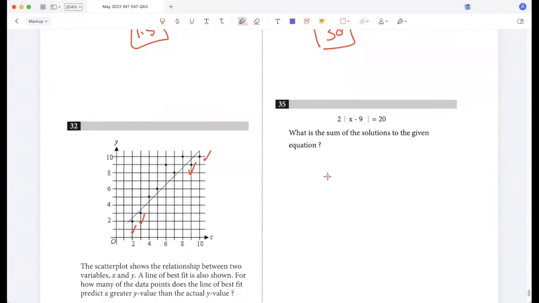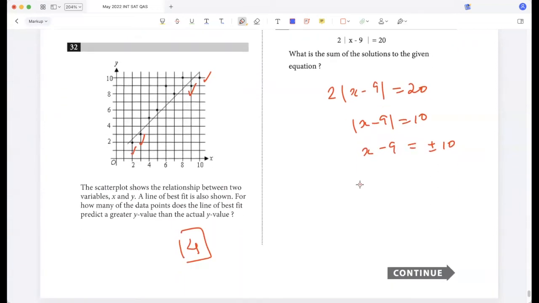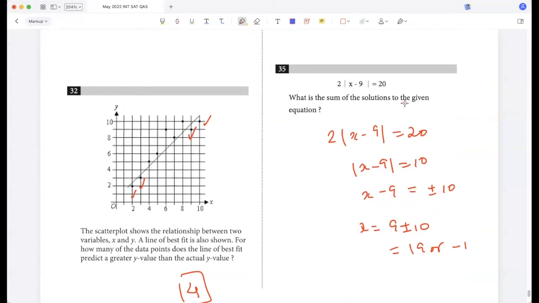What is the sum of the solutions to the given equation? 2 times absolute value of this is 20. So absolute value of this is 10. So x minus 9 is plus minus 10. So x is 9 plus minus 10, which is 19 or -1. So the sum is 18.